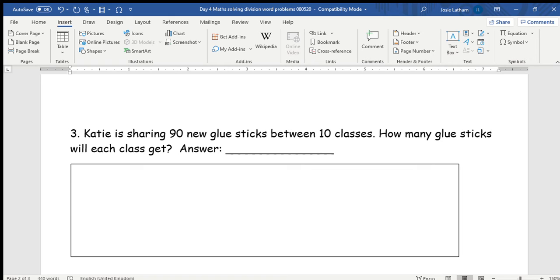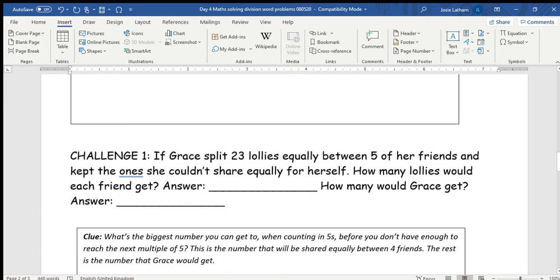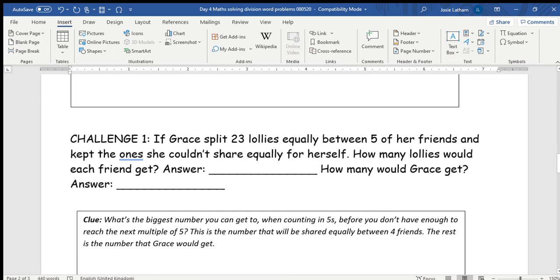So follow the same steps that I've done in the examples and see if you can work out how many glue sticks each class will get and write your answer on the line. These ones are a bit more challenging. If you're feeling confident, you can try these challenges.